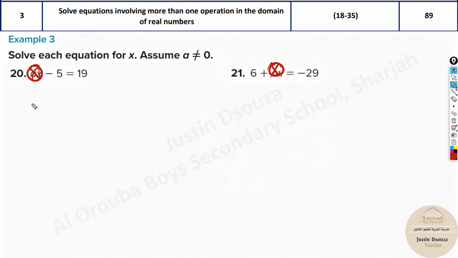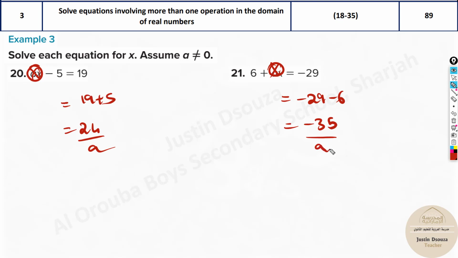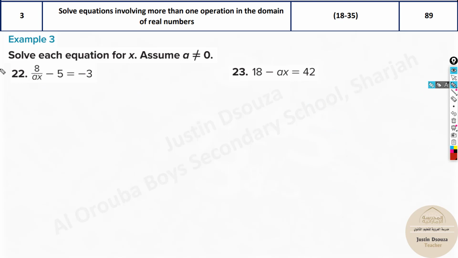Now minus 5 goes to the other side. It'll become 19 plus 5, that is 24. And over here, this is positive, so leave it. Take this 6 to the other side. It becomes minus 29 minus 6, that is negative 35. And ultimately just divided by a and by a. Why did I tell you this method? The answers are negative 24 by a, negative 35 by a. Now, if you understand, this entire ax acts like a single variable. You can see any of the problems, okay? Even the next problems, it's ax. I will quickly do this one and then I will tell you the shortcut method.